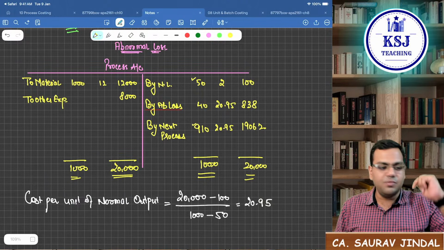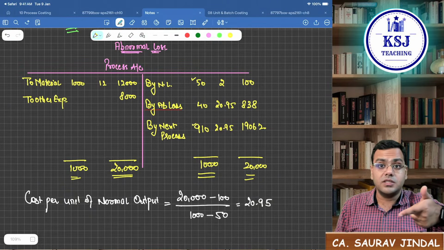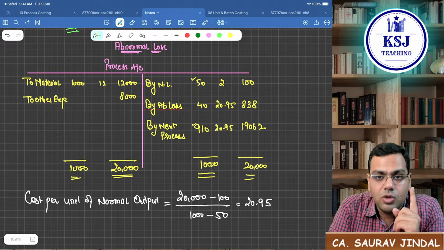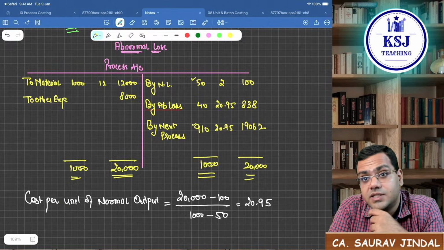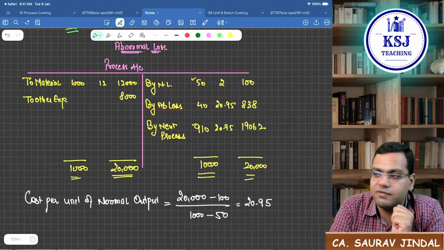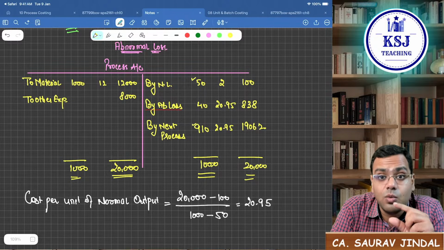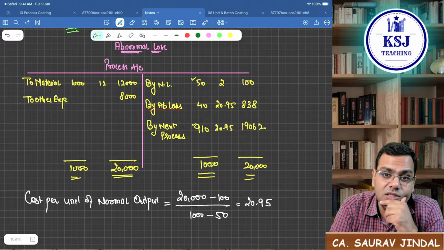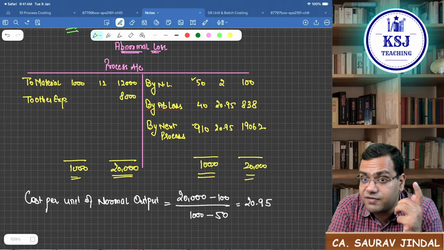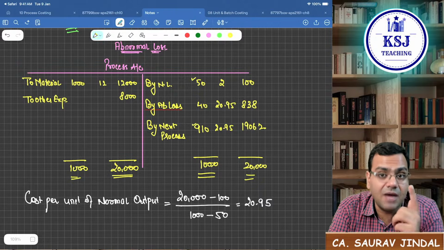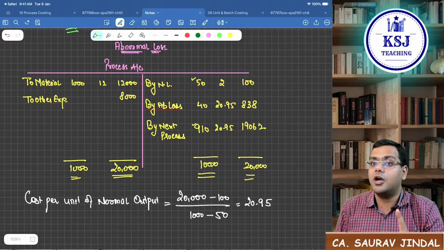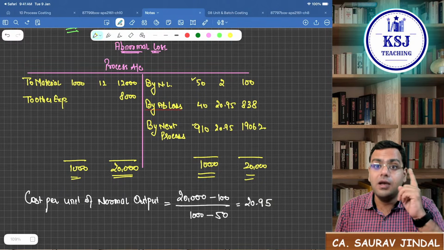Now, a very interesting point here. Sir, for the normal loss, the scrap value we are recording in the process account only. What about the scrap value of abnormal loss? Here we are not recording the scrap value of abnormal loss. Here we are recording the total value of the abnormal loss. Sir, what if we are getting some scrap out of it? If we are getting a certain scrap out of it, that will be recorded not in the process account, but in the abnormal loss account.